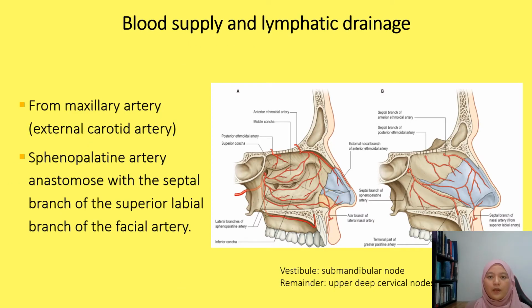Now, the blood supply and the lymphatic drainage of the nasal cavity. The blood supply of the nasal cavity comes from the maxillary artery, from the external carotid artery. One of the important branches for the nasal cavity is the sphenopalatine artery, because it anastomoses with the septal branch of the superior labial branch of the facial artery on the medial wall of the nasal cavity, and we call this Little's area. There is a clinical significance of Little's area that I'll be talking about later.